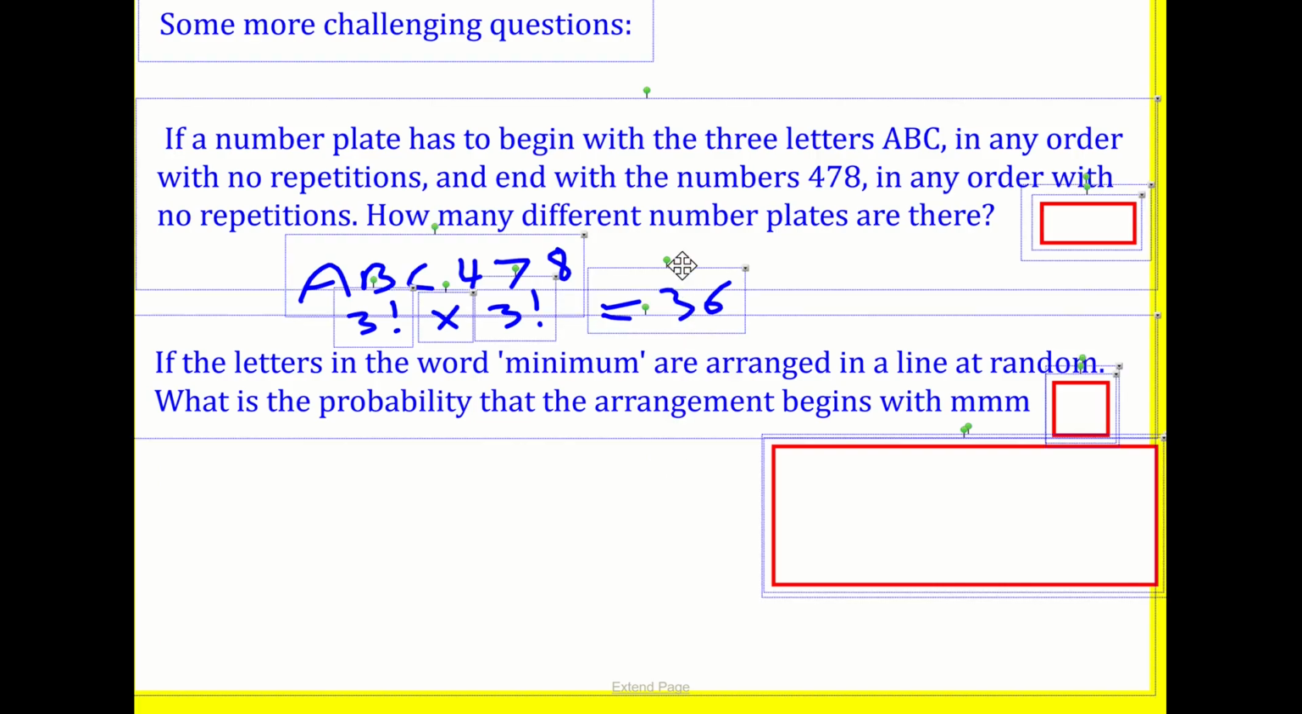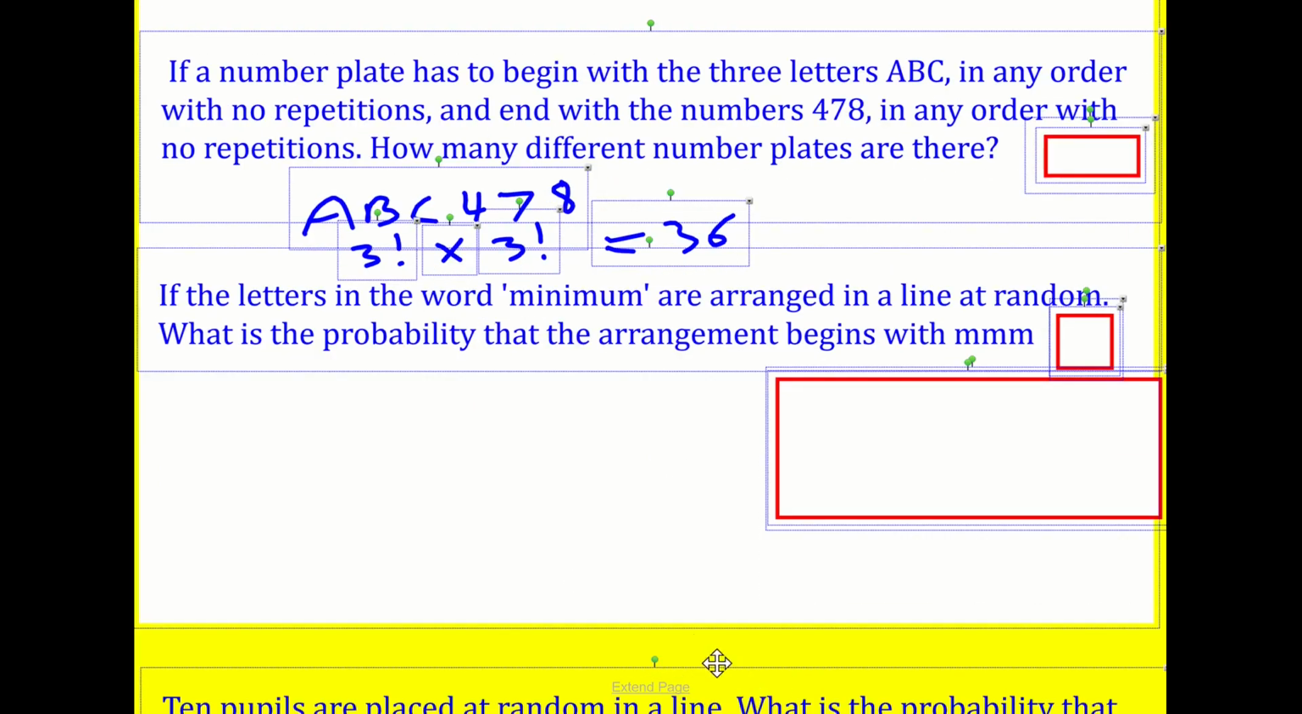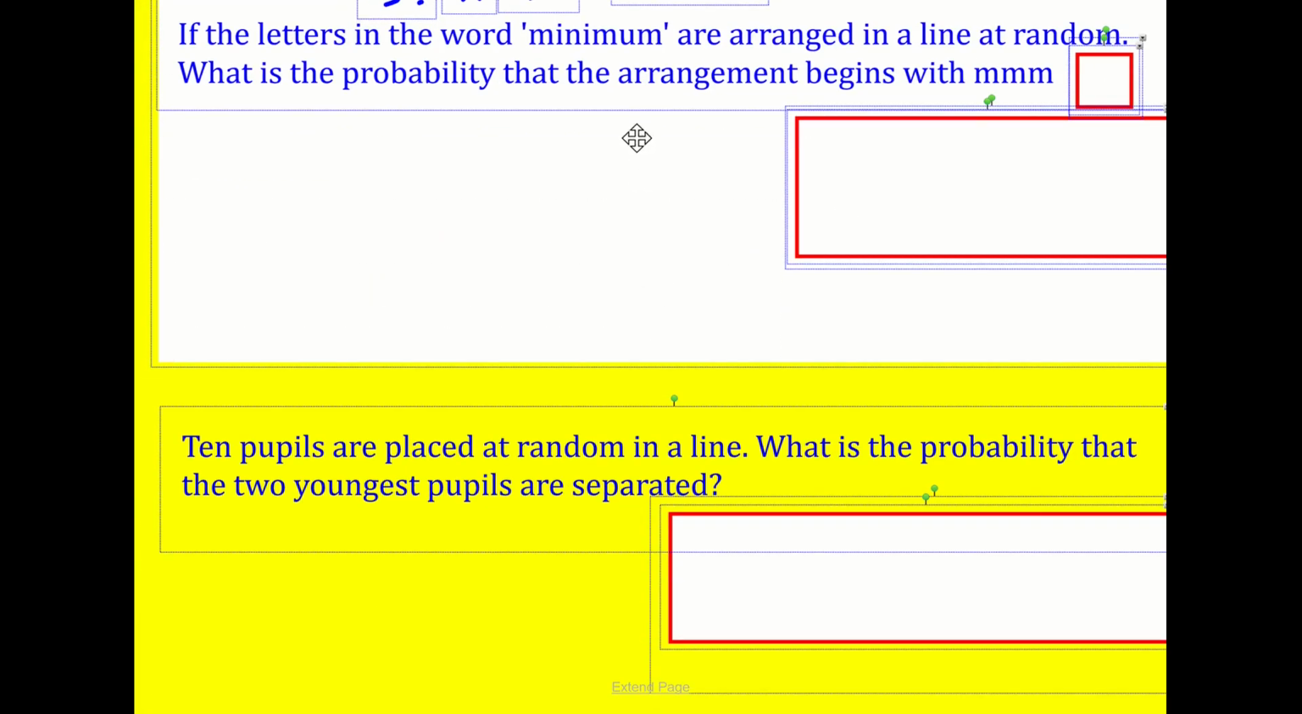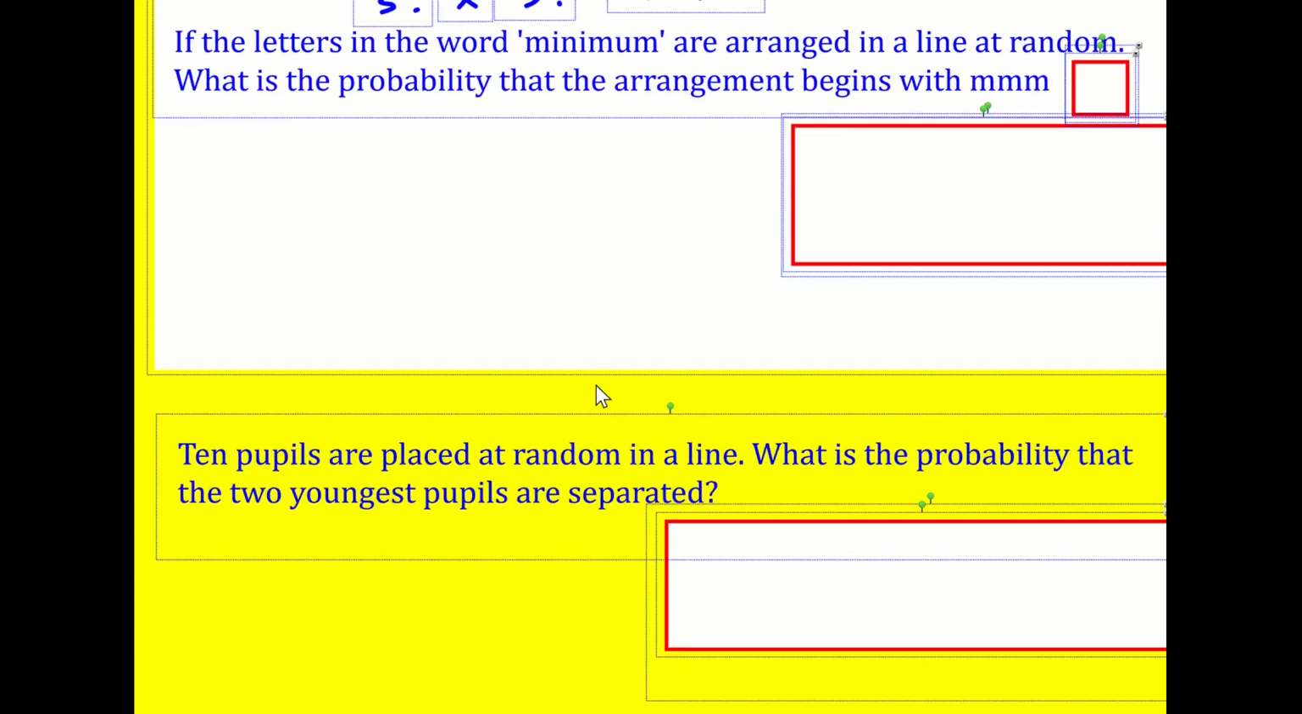I seem to have lost a few questions at the bottom of the page, so just let me get these back. Okay, I think that's it.